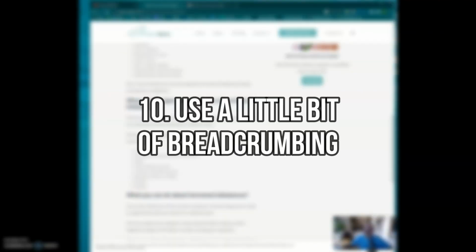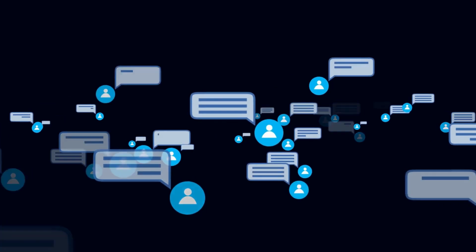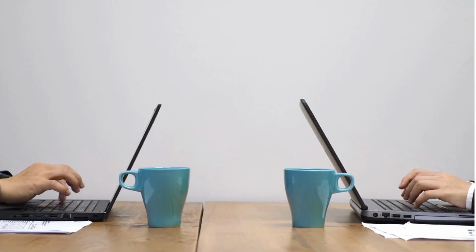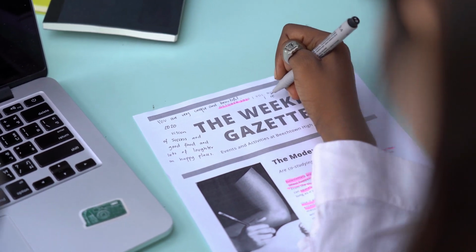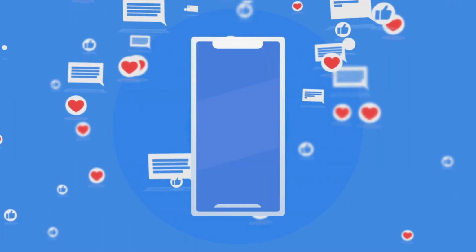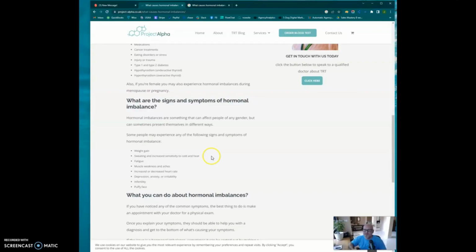Also, you want to use a little bit of breadcrumbing. What this is, is posting comments linked back to your blog. You can have other blogs linking back to the blog. You can have guest posts linking back to your blog. You want to drive traffic to your blog. You want to share your blog on social media. Any way that you can share your blog and increase traffic, it's going to help.